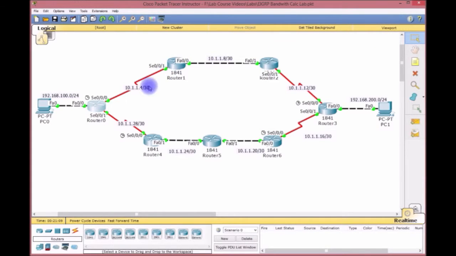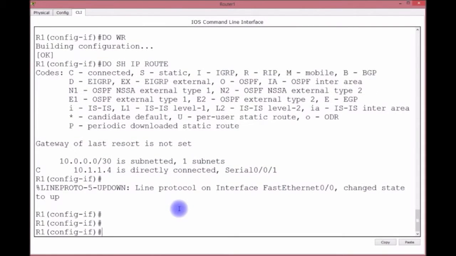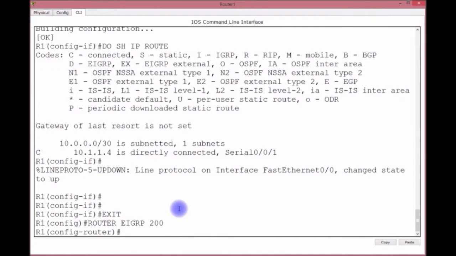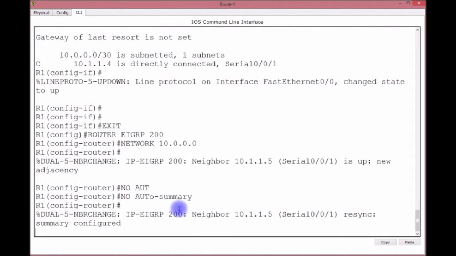So in this one, even though you're connected to new networks, it's a class A address. So the class full boundary is 10. So you're only going to really have one network statement. Let's exit out of here. Router EIGRP 200. Network 10.0.0.0. And here we go. Boom. Build the adjacency.